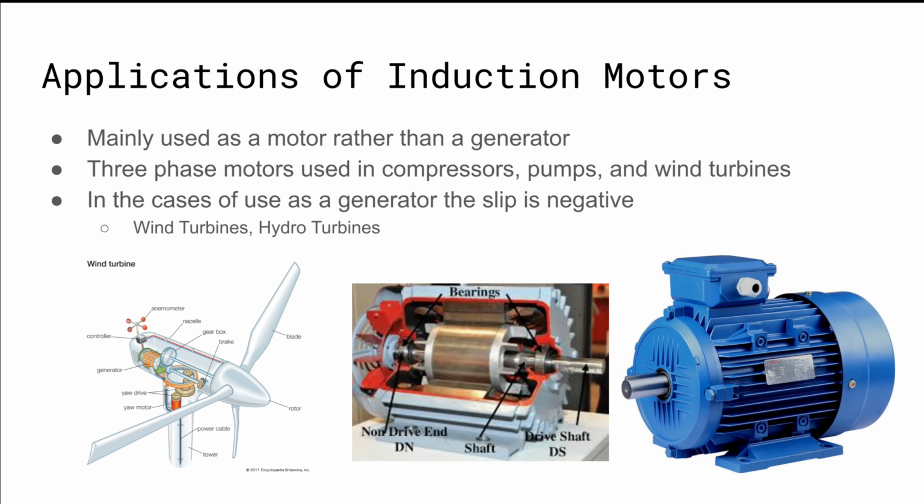So now on to applications of the induction motors. The induction motors are mainly used as a motor rather than a generator. And three-phase motors are used in compressors, pumps, and wind turbines. In the cases of use as a generator, the slip is negative. Examples of this are wind turbines and hydro turbines.